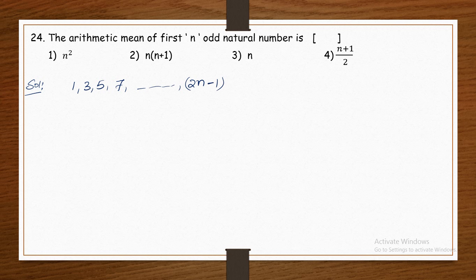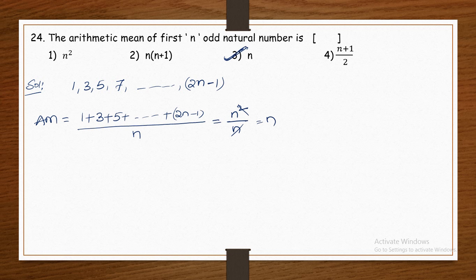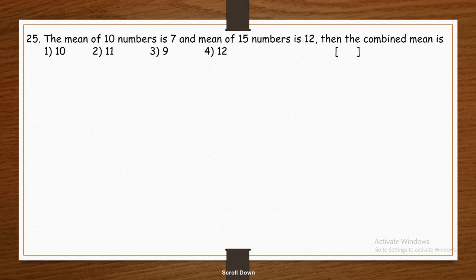Now if I want to find the arithmetic mean of these first n odd natural numbers, it is given by the sum of observations divided by the number of observations, which is 1 plus 3 plus 5 and so on plus 2n minus 1, whole divided by how many observations are considered? n. The sum of the first n odd natural numbers is given by n square, divided by n. So n square gets n times, hence the answer is n.